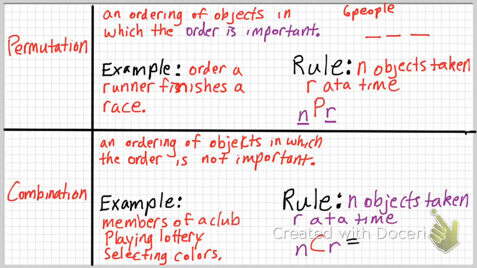So the actual formula for each of these, for permutations, we're going to say that it is n factorial divided by n minus r factorial. And down here for our combinations, it's going to be n factorial divided by r factorial times n minus r factorial.